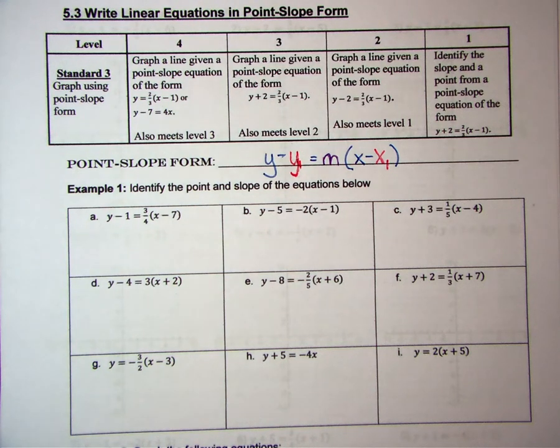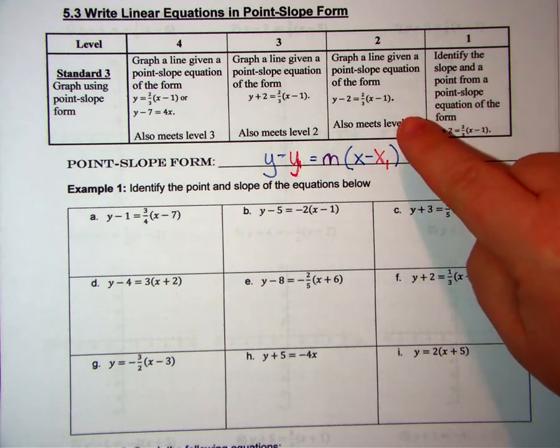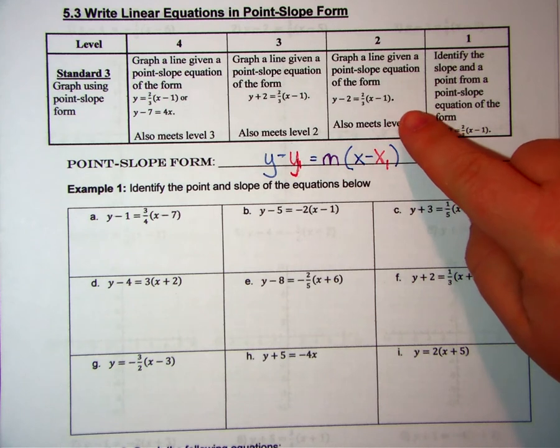Unit 5, Standard 3, Graph Using Point Slope Form. This video is going to work only on Level 1 and Level 2 skills. Level 1 just asks you to identify the slope and the point from a point slope form equation, and Level 2 asks you to graph a simple point slope form equation.